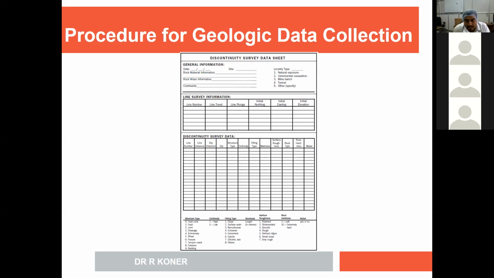So you can prepare this kind of discontinuity survey data sheet, applying your own judgment based on the complexities observed. This is one type of template. For your site, this template may differ somewhat, but there should be a template for systematic data collection. If you follow this systematic data collection, only then can you pinpoint whether you have missed any data or whether the data is sufficient. So a systematic data collection program should be followed with a template. This is one typical example.